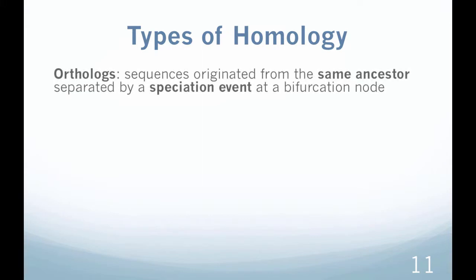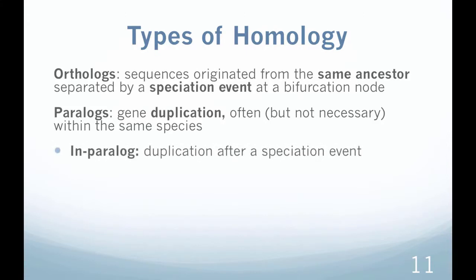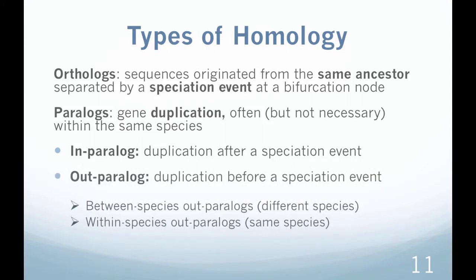Homolog sequences are grouped into two main categories, distinct by the mode of genetic material transfer. The orthologs are produced by the speciation events at the bifurcation nodes, while gene duplication events between species result in paralogs. In addition, the paralogs can be subdivided into in-paralogs when the duplication occurs after a speciation event, and out-paralogs in cases of duplication prior to the speciation event. Both in and out paralogs may occur between species and within species.